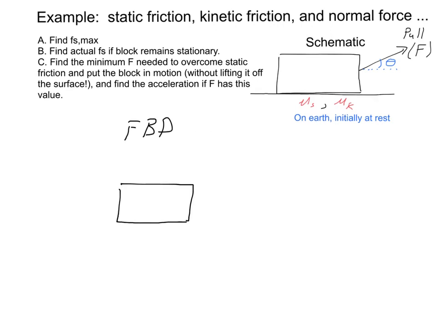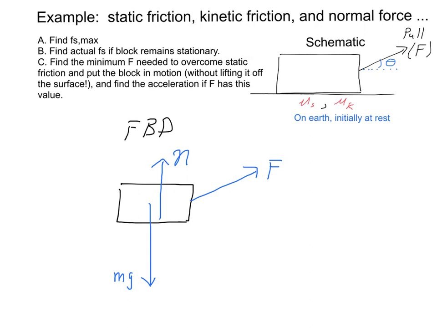Obviously, we have the pulling force exerted up and to the right of magnitude F, at angle theta above the horizontal, which we'll put in there in a moment. We've got the gravitational force of magnitude mg exerted by the Earth on this box. We've also got an upward normal force exerted on the box by the surface that it's resting on. I'll call that little squiggly n.